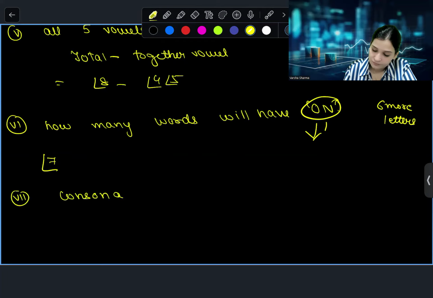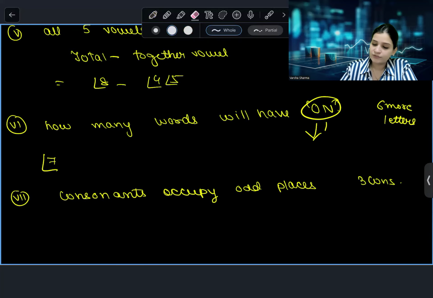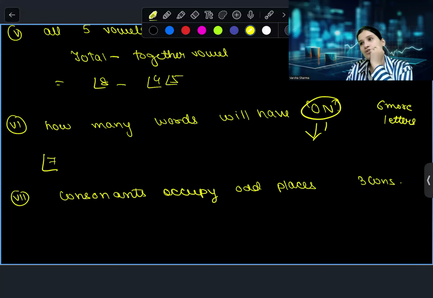Consonants occupy odd places. So out of 8, how many consonants are there? 3 consonants. Okay, let's do it. Consonants occupy odd places. There are 3 consonants. And how many odd places are there? First, third, fifth, seventh. There are 4 odd places and there are 3 consonants. Yes or no?